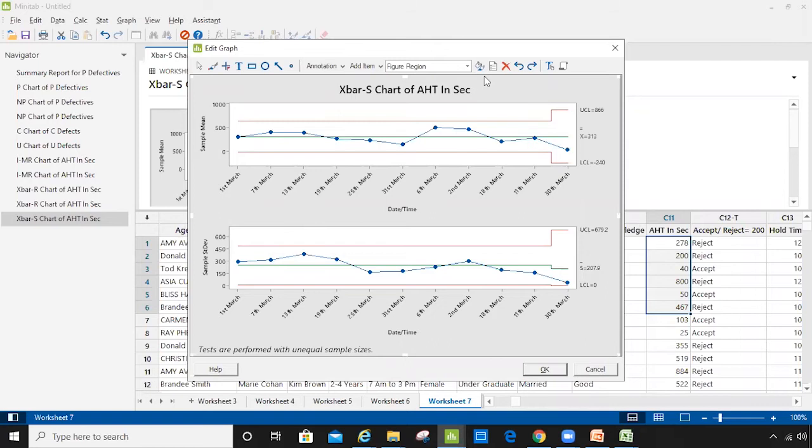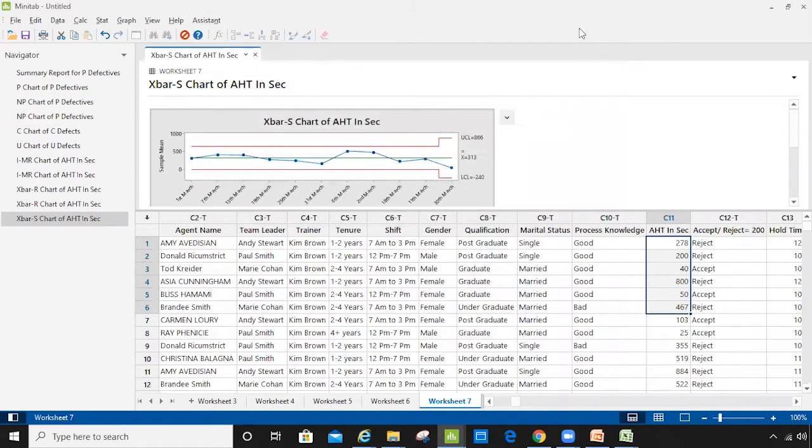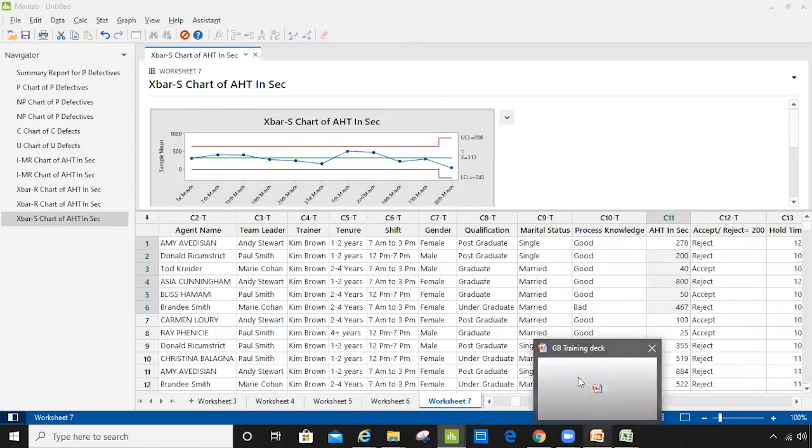Okay, so X bar R and X bar S are used on very heavy data when we want to look at whether there's any special cause observed in the mean, in the standard deviation, in the range. However, the most recommended, the basic chart for continuous data is the IMR chart that you can always use to conclude that. Okay. So with this, we have concluded the different types of control charts that we have. And now we are going to proceed further.